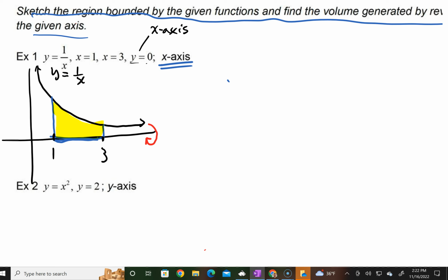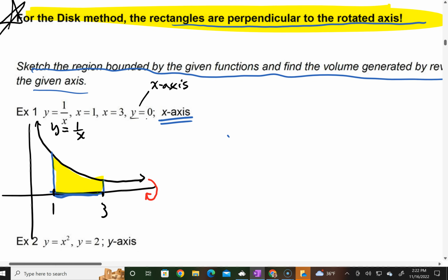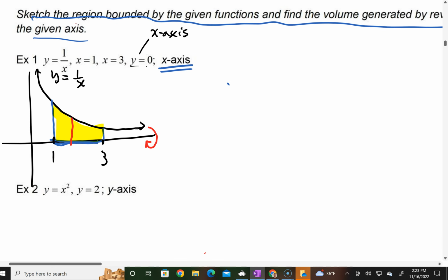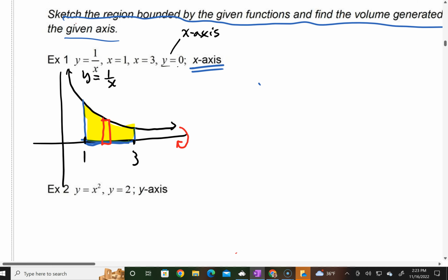For right now, though, please go to the top of your notes and say, you know what? Disk method, this is what we're dealing with today. Make sure your rectangle is perpendicular to the rotated axis. Draw one rectangle, just one. One's good enough. And that rectangle right there is going to always be your radius. It's going to be your radius.